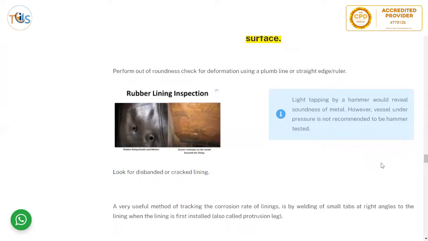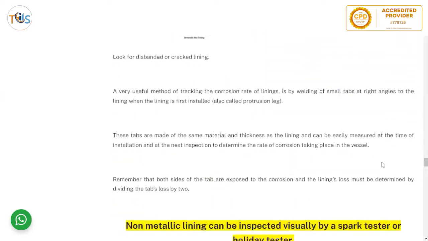Can you hammer test while the vessel is under pressure? And the answer is no. Look for disbonded or cracked lining.